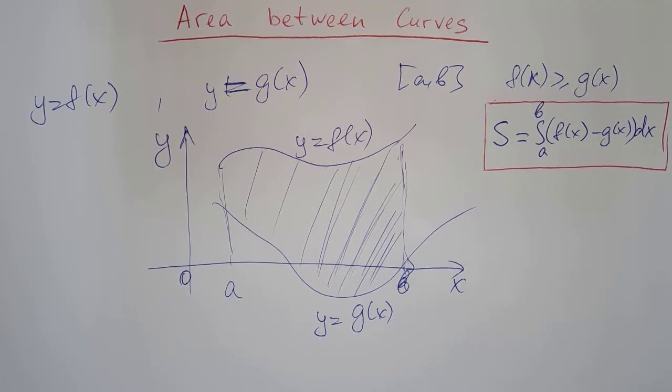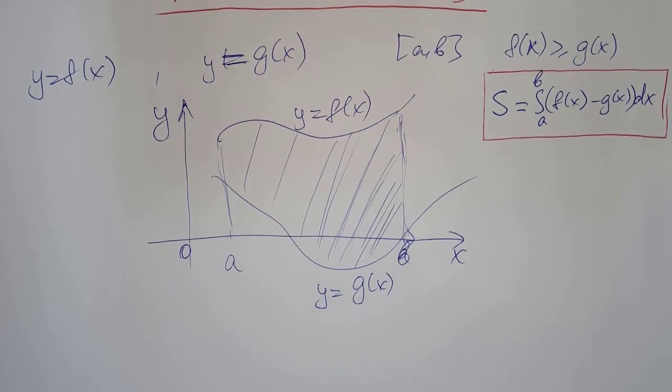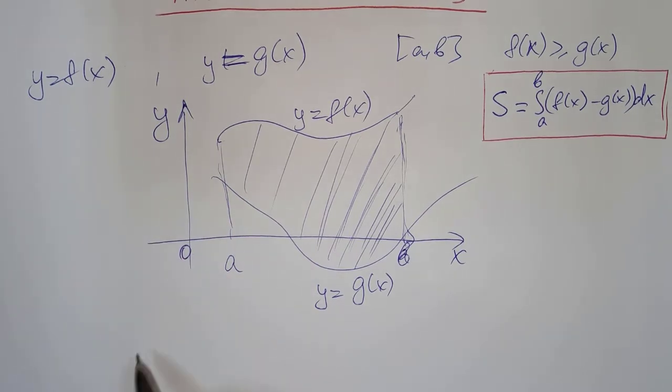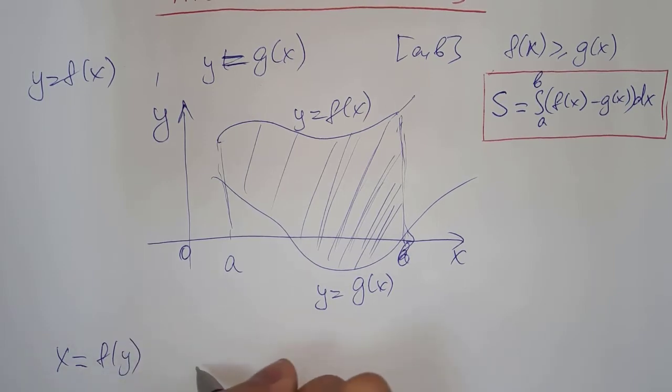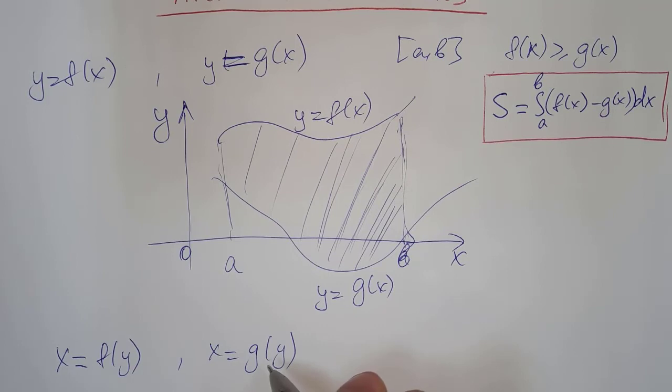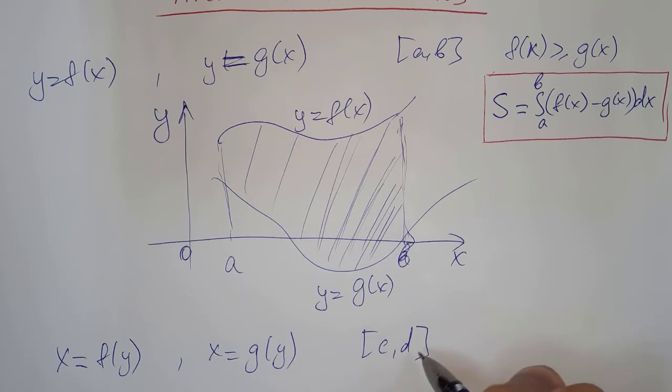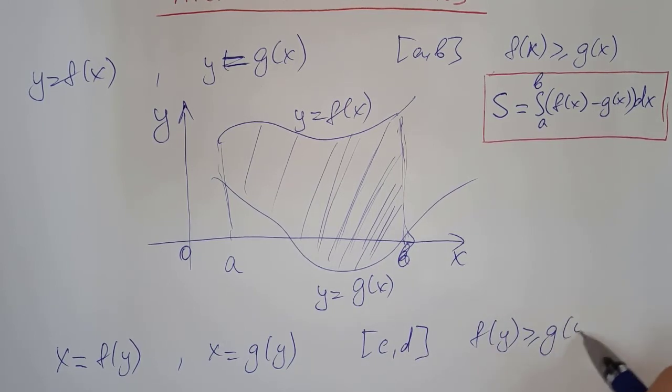This is the first case. And the second case, we'll consider now area between two curves with respect to x or y. For example, if we have two functions, x = f(y) and x = g(y), with respect to y, now we need to consider the interval [c, d], where f(y) is greater than or equal to g(y).